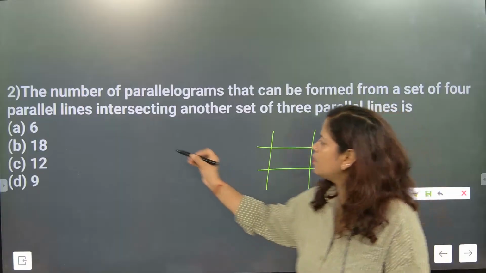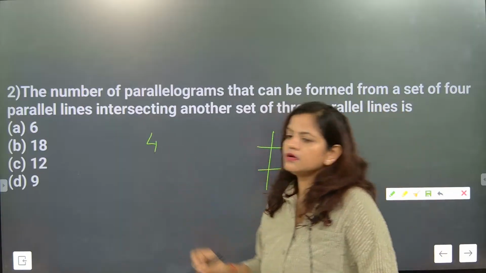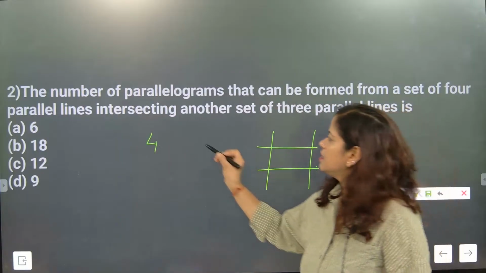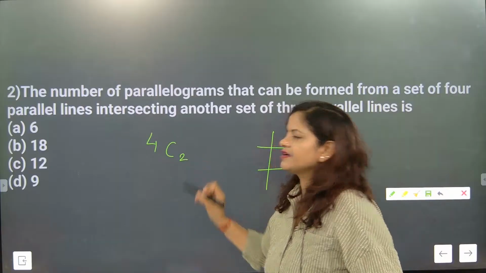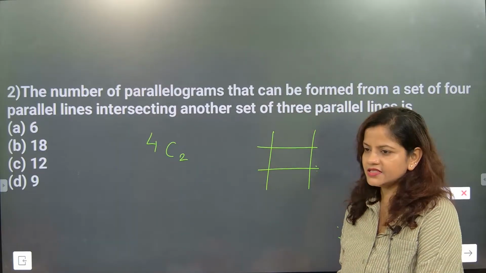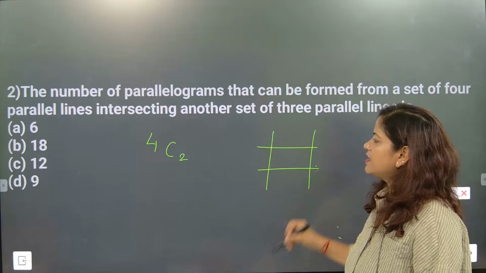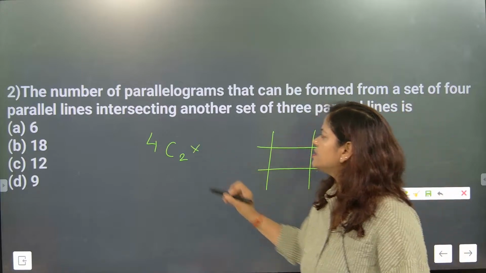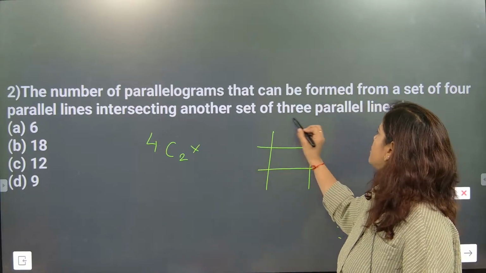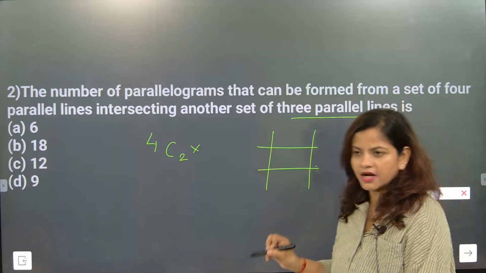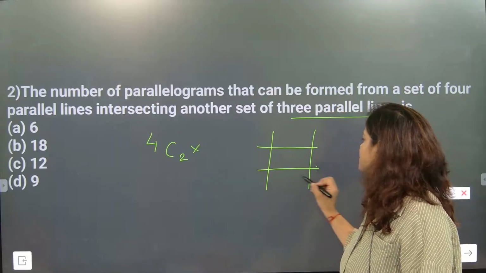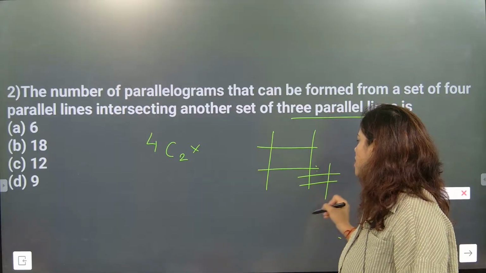Okay, so out of four parallel lines, how many parallel lines are intersecting? Two parallel lines are intersecting. So beta, this one parallel line and this one another parallel line. Now the situation is three more parallel lines are there. Understood? So those three parallel lines may be intersected by this to make that.